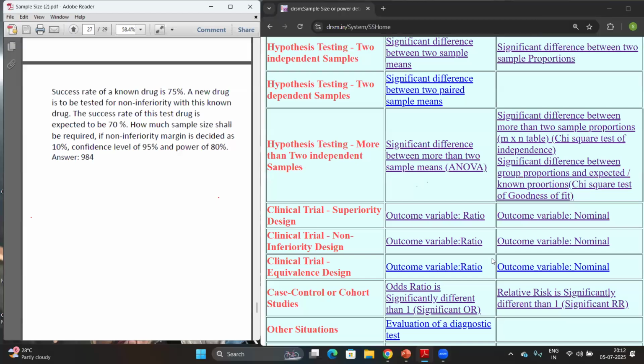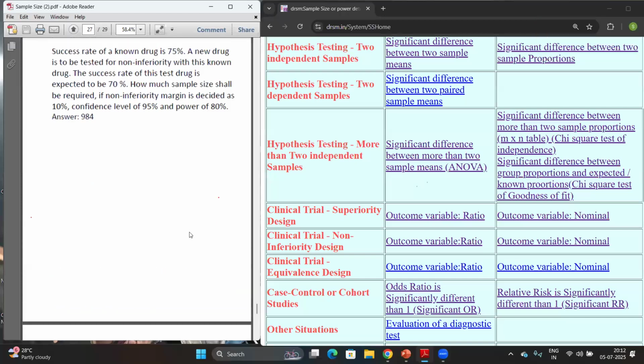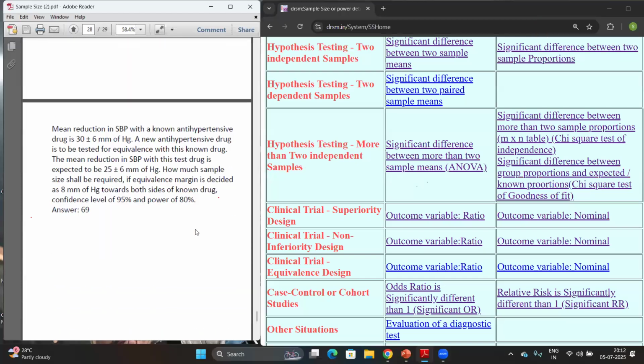984. Everybody, is it clear? Shall I move ahead? Okay. Now solve for this example.